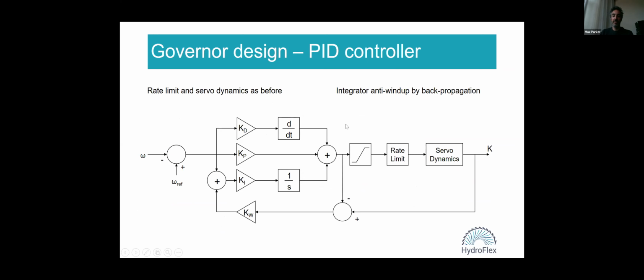So governor design was relatively straightforward. It's just a PID controller. This was again taken from the paper from NTNU. And you have some rate limits, opening limits, thermodynamics, and then an anti-wind-up system through back propagation, which stops the integrator winding up due to the rate limit.